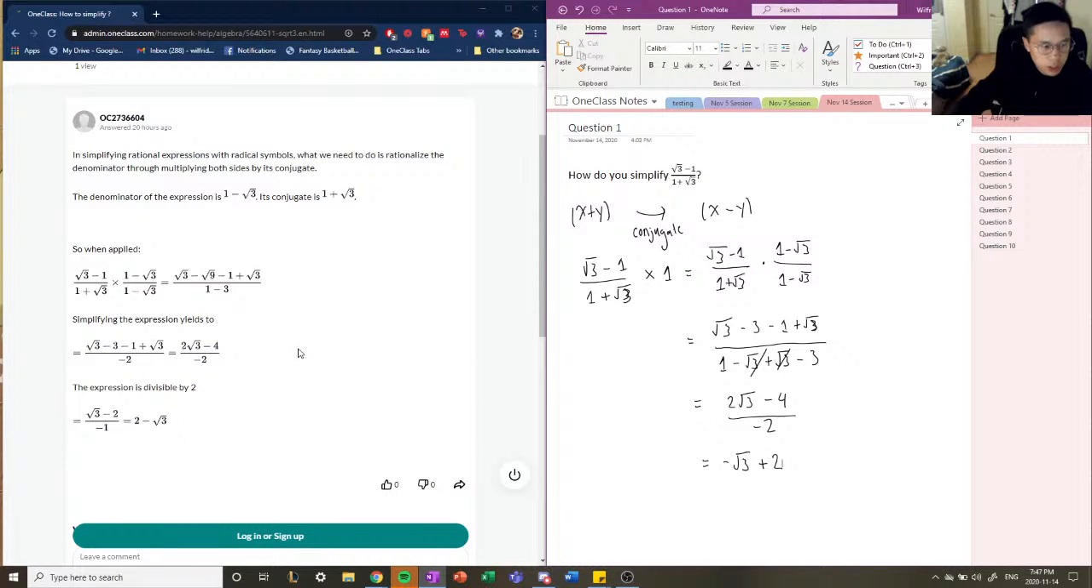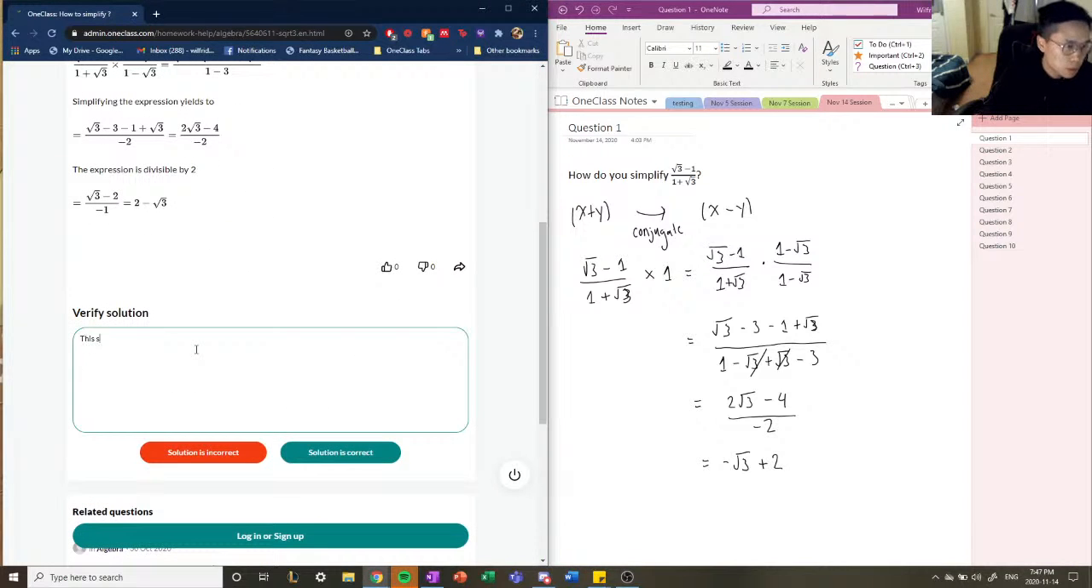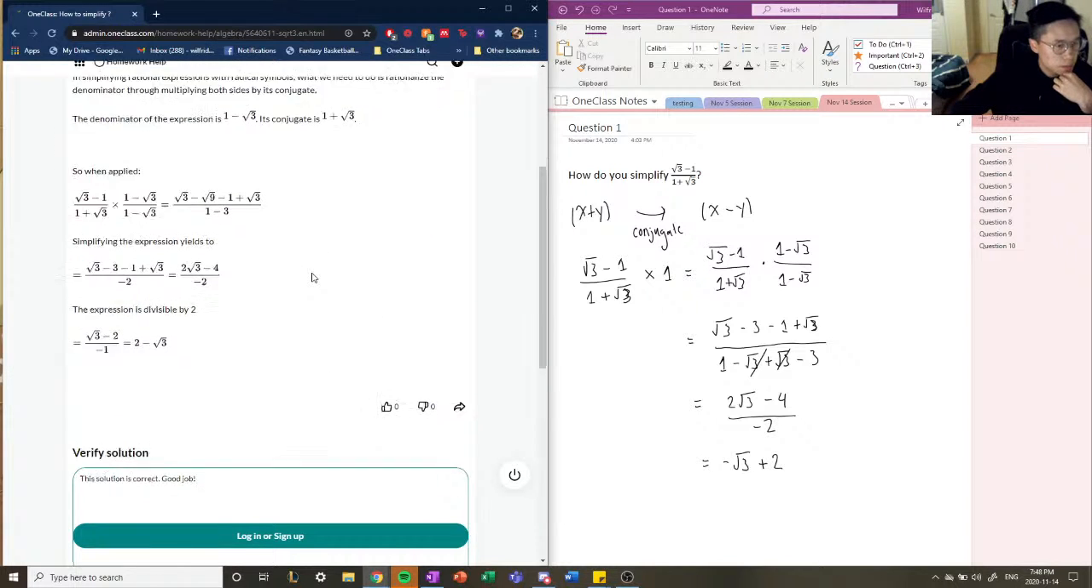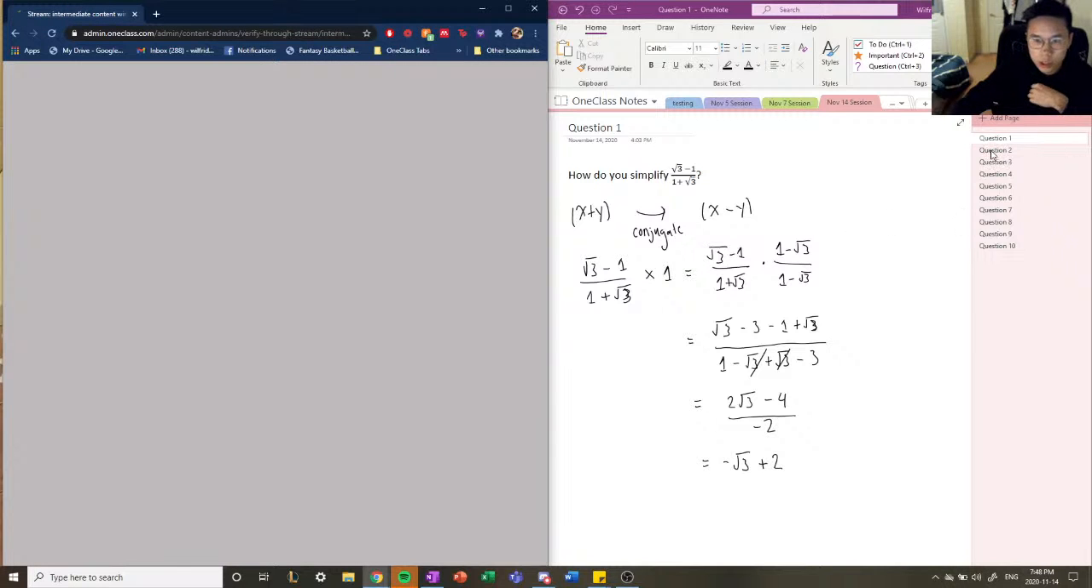Looking at what the junior tutor wrote, they basically wrote the same thing. The only thing is that the denominator of the expression is actually 1 plus root 3, not 1 minus root 3, so that's where they put something else there. But yes, this solution is correct. Cool. All right. Let's move on to the next question.